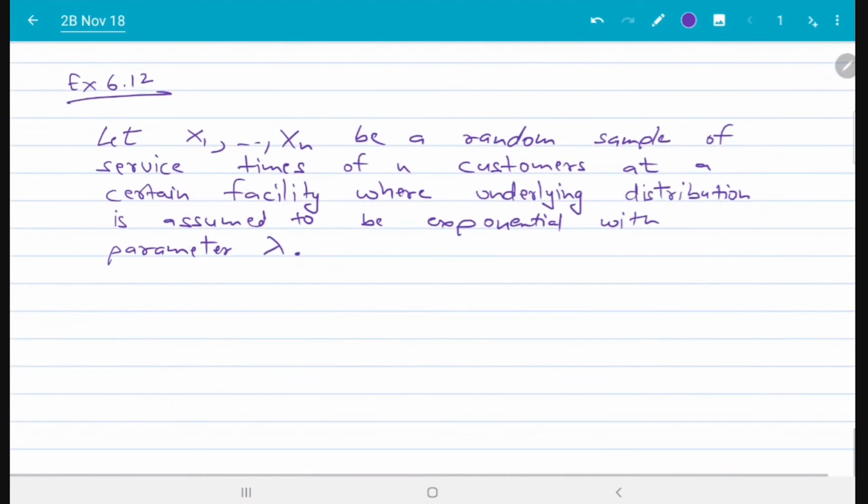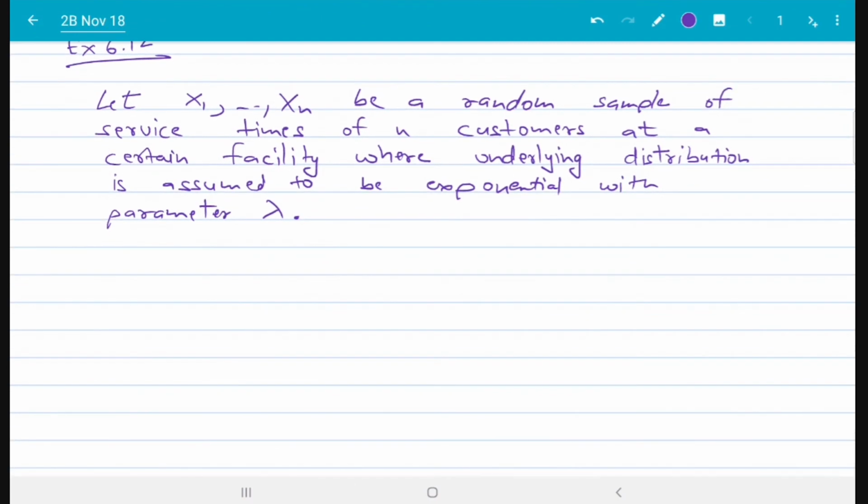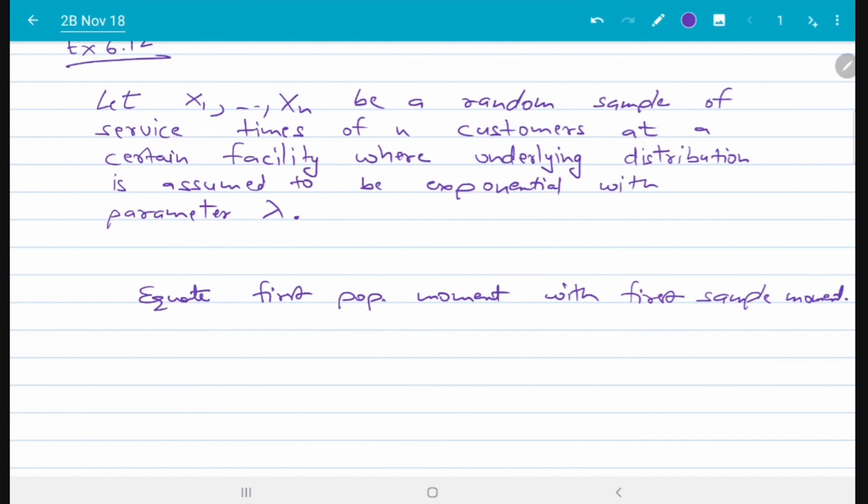Okay, so we're given a sample from a population which is exponential, and the only parameter of the exponential distribution is lambda. Equate the first population moment with the first sample moment. This is the first population moment. This is the first sample moment.